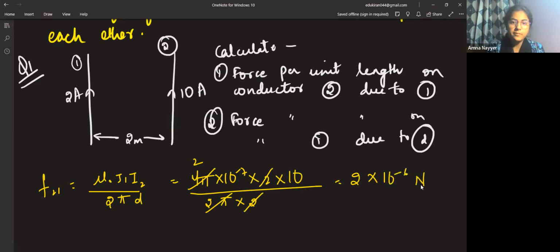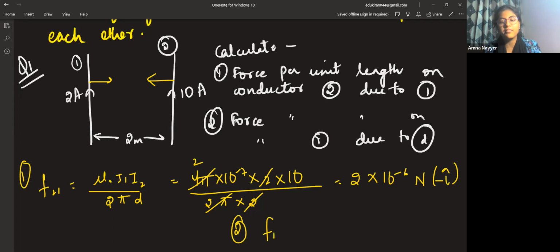Newton. Now direction. Both currents are in the same direction, so they'll be towards each other. When you are calculating the force per unit length on conductor 2, in which direction is conductor 2 moving? Towards the negative x-axis, minus i cap. Similarly, for the second part, F12, that is minus 2 into 10 to the power minus 6. This is moving towards the right, that is i cap. This is how you have to answer.